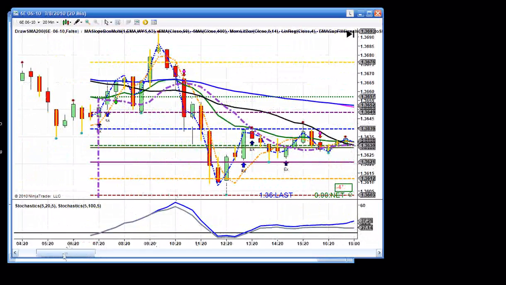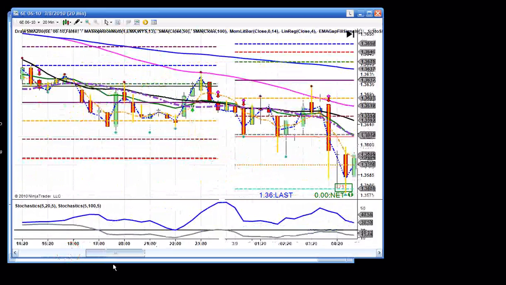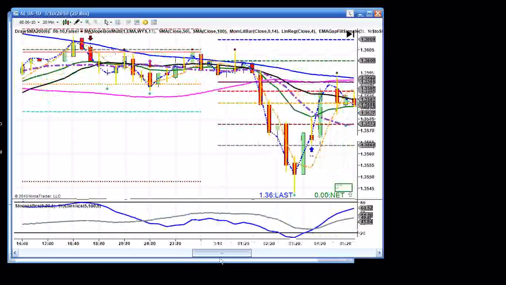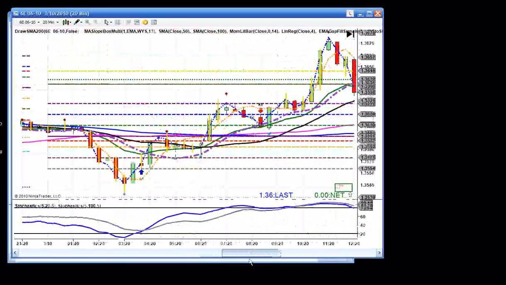So you can see by using your 20-minute chart, you can pretty much see how the day is going to pan out. Are you looking for more shorting opportunities, or are you looking for more opportunities to go long? And let me show you the present day.